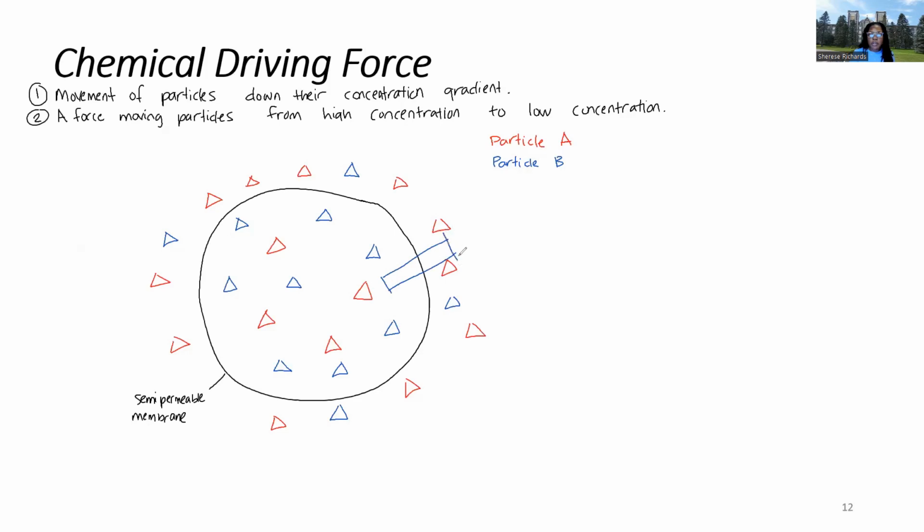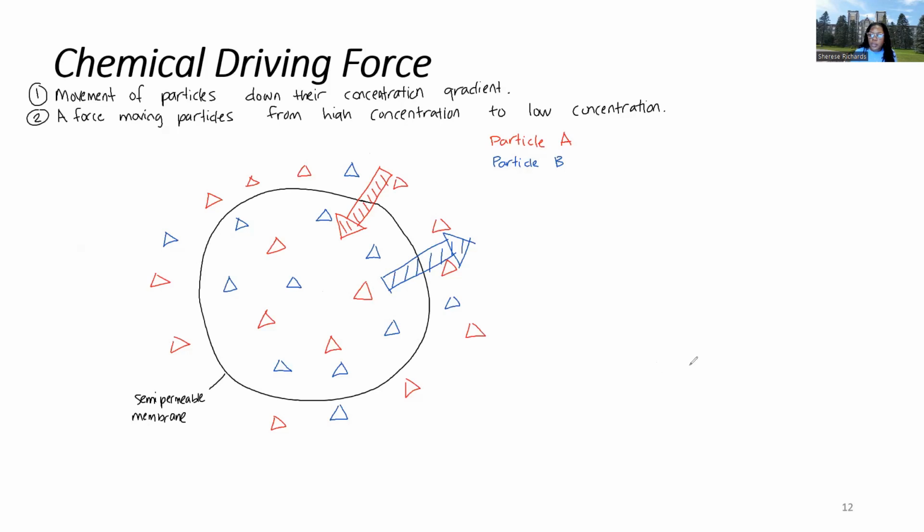So we're going to draw this large arrow here to represent the chemical driving force that is acting on particle B, okay? As a result of what we just described, particle A is going to want to move in the opposite direction. Because there's a higher concentration of particle A on the outside and a lower concentration on the inside, particle A wants to move in the opposite direction. So here is this large arrow showing the chemical driving force that's moving particle A. So this is what we mean by the chemical driving force.